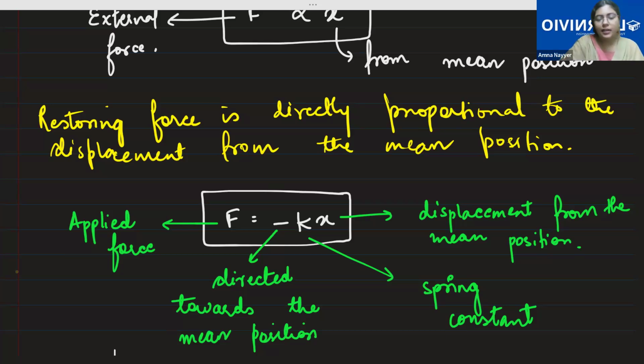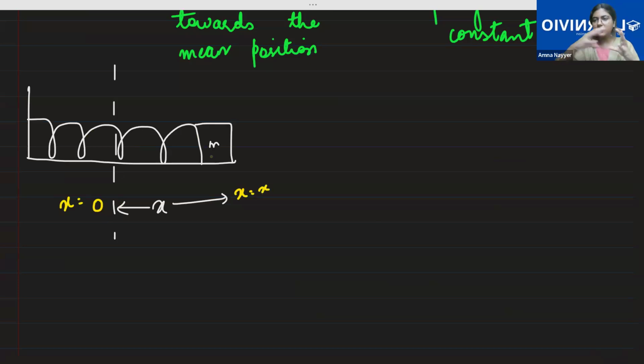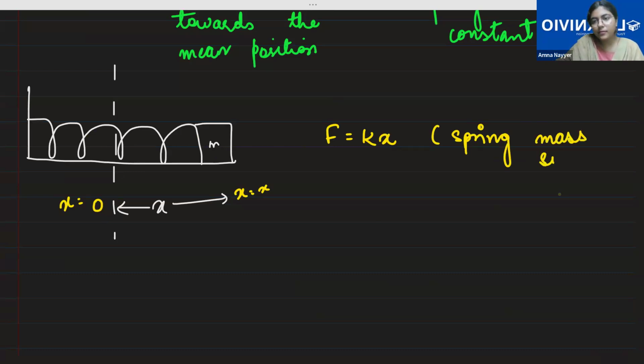All right. Now see, let's say we have a spring and a mass is connected, and this is its mean position, x equal to 0. Until x equal to x, I have stretched it. I have elongated it using some external force. Now here, force is equal to kx if I take the magnitude from the spring mass system. All right, now F is equal to kx.